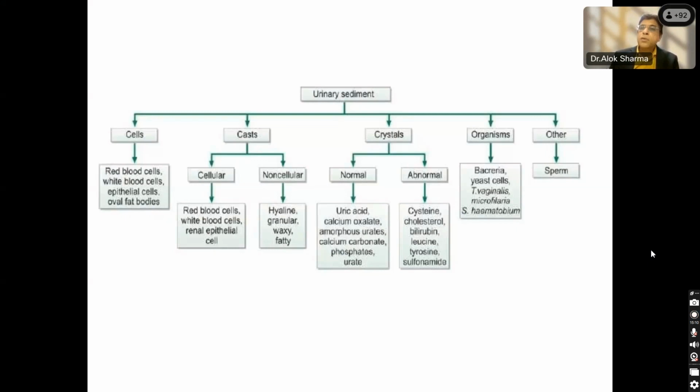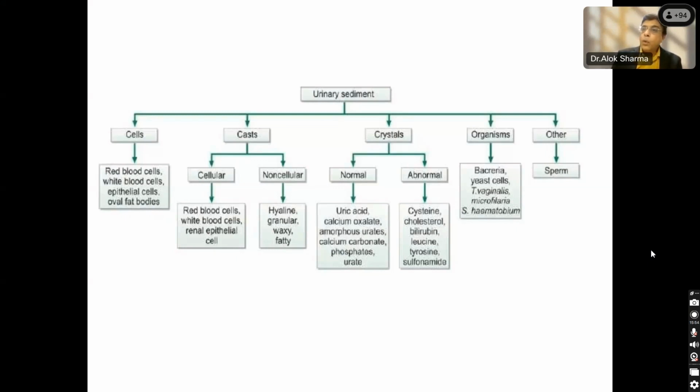Depending on the pH of the urine and other things, you can get uric acid, calcium oxalate, amorphous urate, calcium carbonate, phosphate. You can get these depending on the pH and, of course, the clinical condition. But there are certain really abnormal crystals like cystine, cholesterol, bilirubin, leucine, tyrosine, and sulfonamide, which will always be associated with an abnormal clinical background. So you will have to analyze the case in detail. What is the background? What are the other findings? Then you decide how much importance to attach. The abnormal ones will give you a good clue to the pathology.